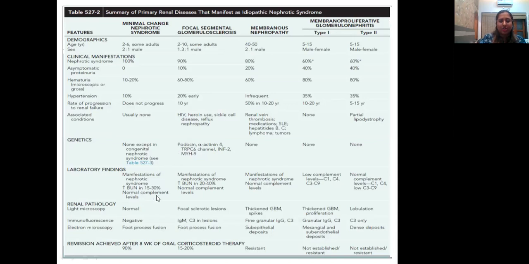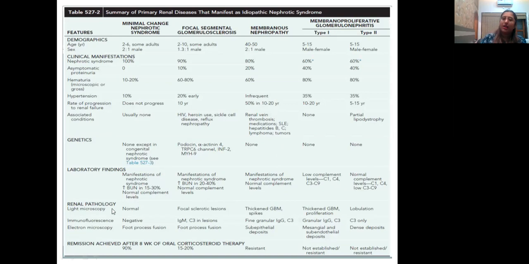Sorry. In case of laboratory findings, we see that manifestations of nephrotic syndrome will be present, but with that, in certain cases, there will be increased blood urea nitrogen as well. However, there are normal complement levels, but in MPGN types, hypocomplementemia can be there.